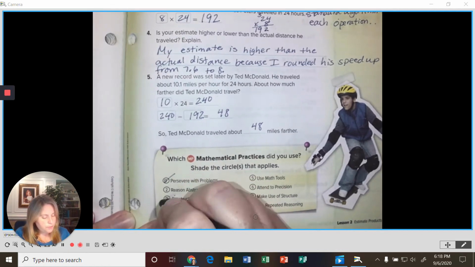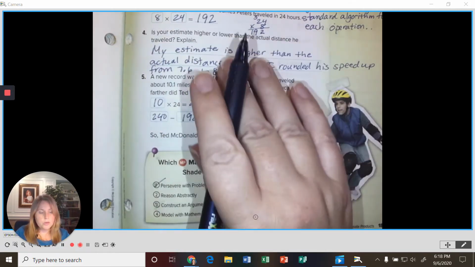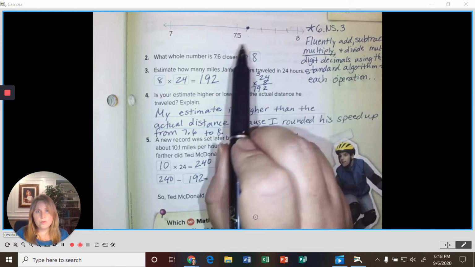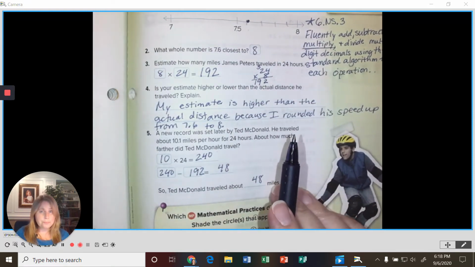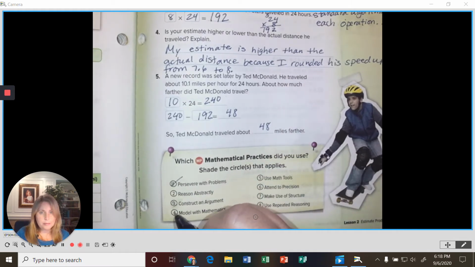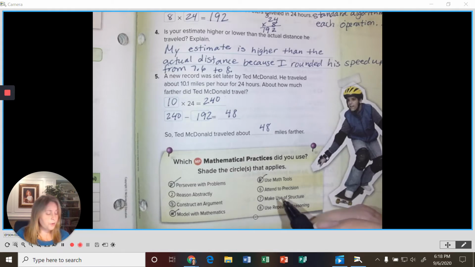Oops, I didn't mean to check that. Model with math, we did model with our number line. So that number line helped us to visually see where the 7.6 is and prove that it's closer to 8 than it is to 7 with a visual aid. I think most of you probably didn't need that number line to know that, but we did use it as a model. Our mathematical tool was our number line. We attended to precision. Well, we did in the sense that we were using our estimate to help us, because we'll use estimates to help us to know if our answers are correct.